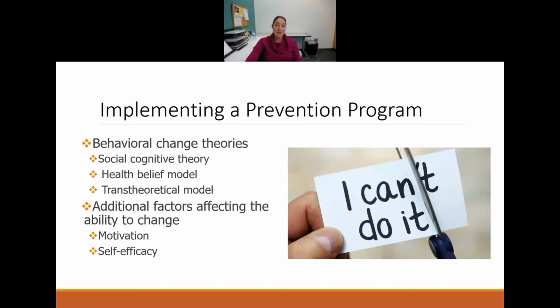Implementing a prevention program. There are some behavioral change theories you can look into. I'm not going to really go into those or test you on those. But one of the factors I do want to talk about is motivation and self-efficacy. Getting someone motivated is really step one. If they have the potential to improve but no motivation, they're not going to get much better. So really trying to change that I can't do it attitude to I can, and showing them their goals and their progress is key.